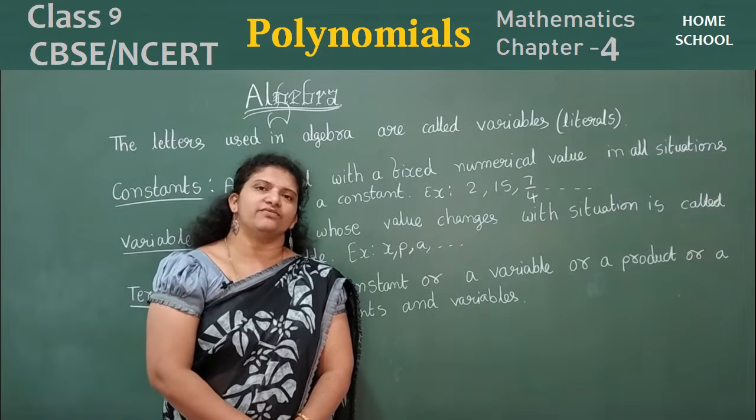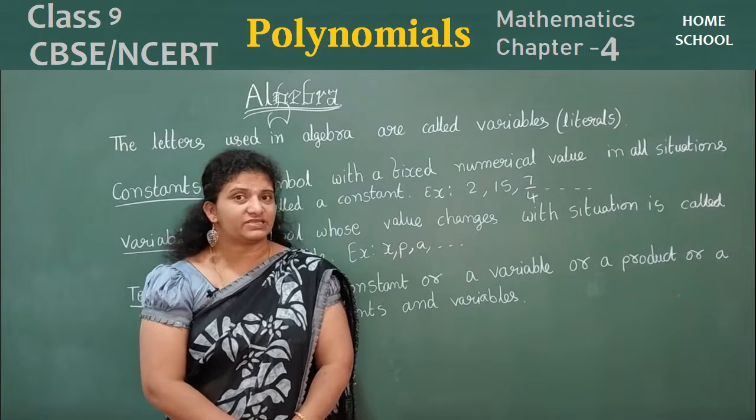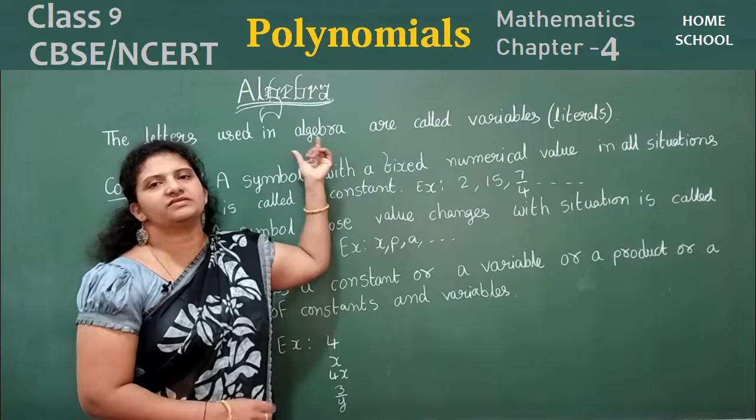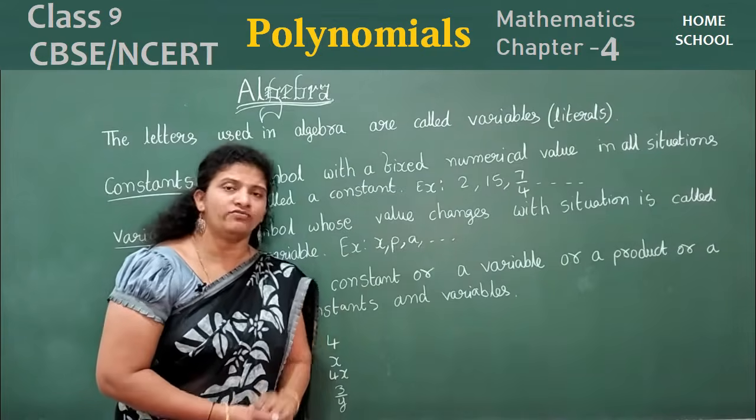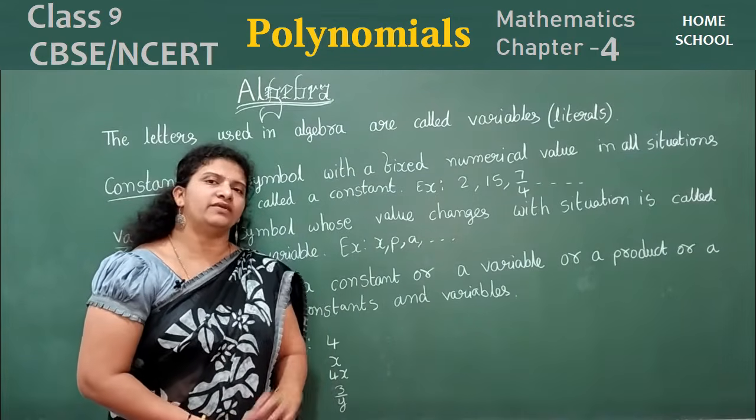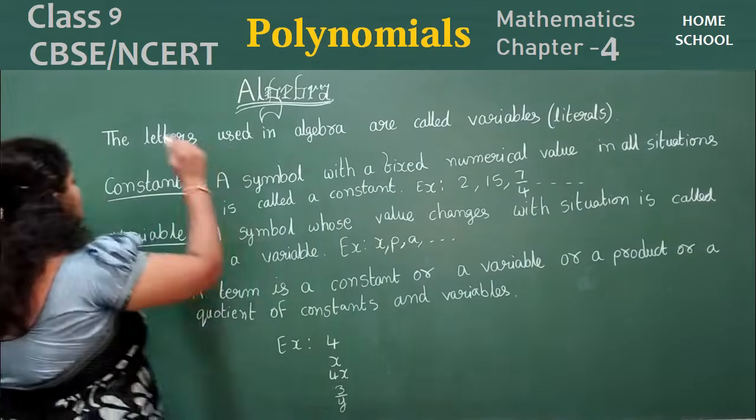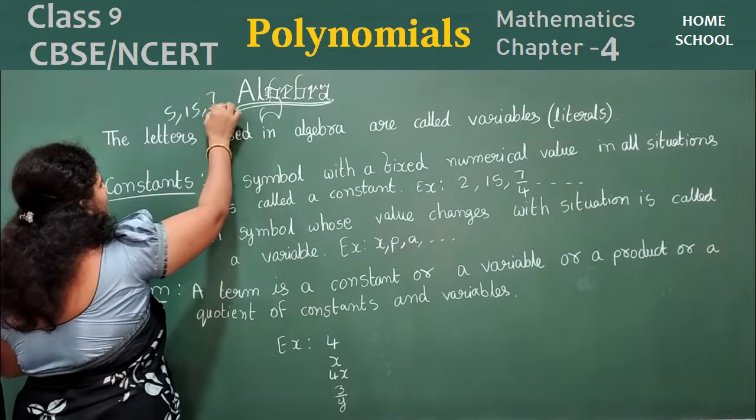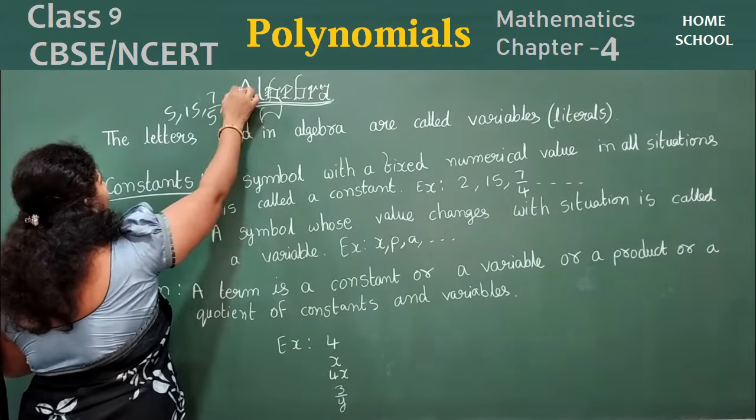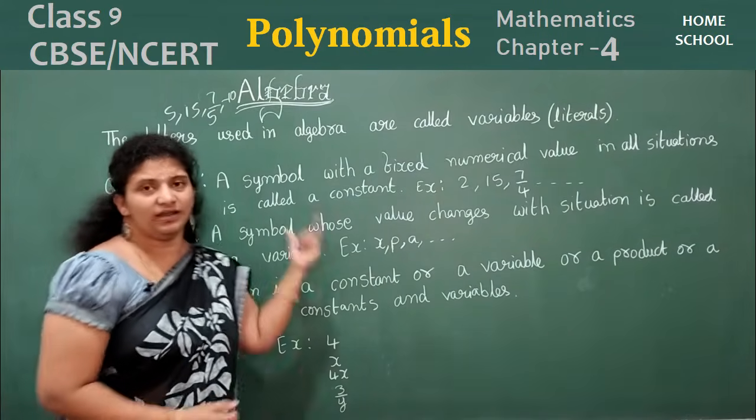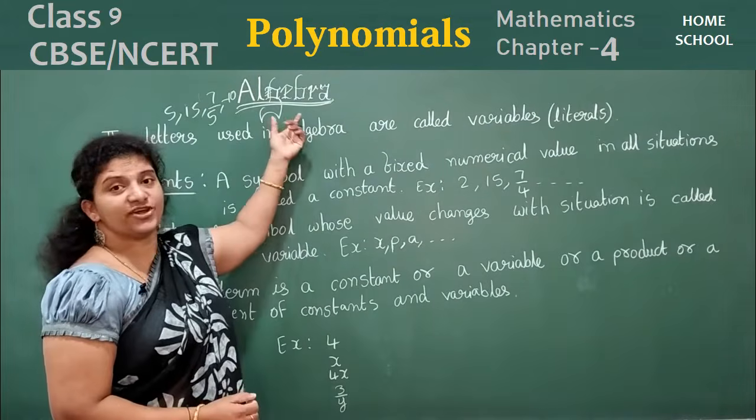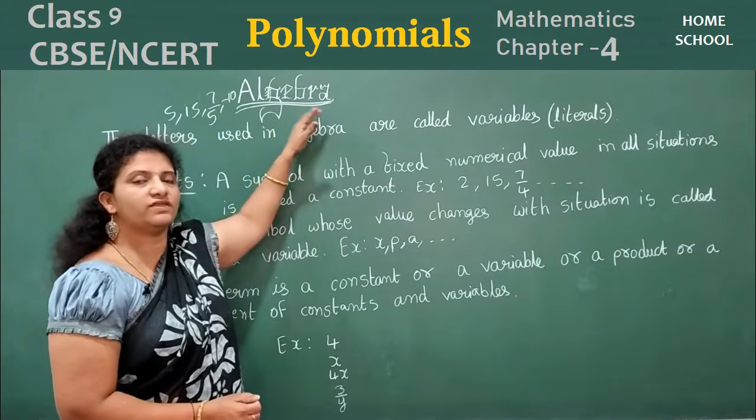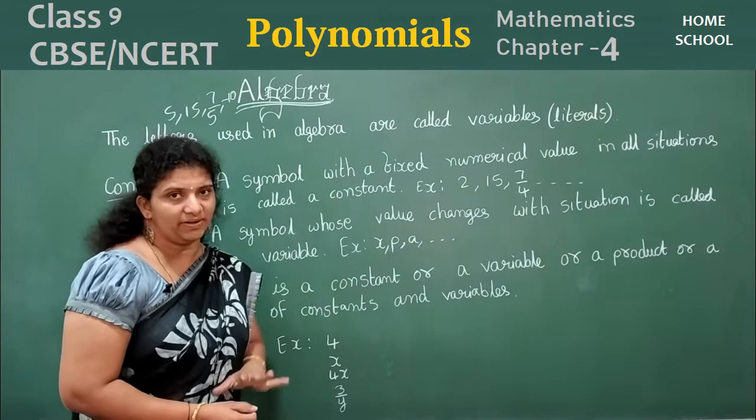Today in this session, we are going to discuss the basics of algebra. What is algebra? Algebra is the generalized form of arithmetic. In arithmetic, we deal with numbers such as 5, 15, 20, or 7 by 5, minus 10. Like this, we work with arithmetic. Algebra is a generalized form of arithmetic, meaning in this, we use variables and also numbers.